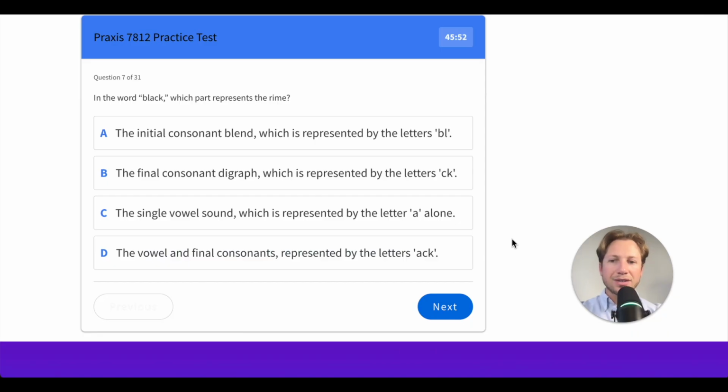This one asks, in the word black, which part represents the rhyme? Black. Remember, rhyme. Remember what the word that's paired with rhyme, we have onsets and rhymes. All right, take a moment here. Take a look at the answer options A, B, C, and D.